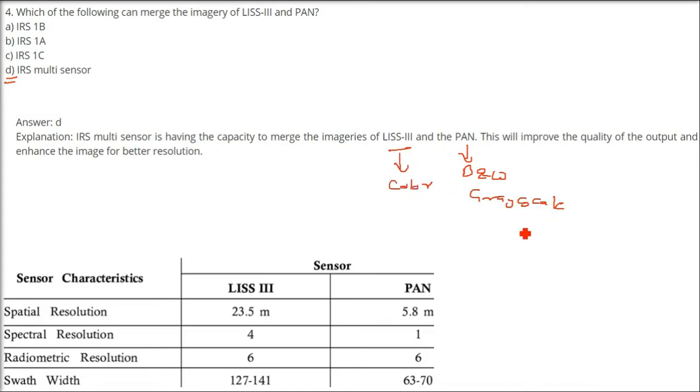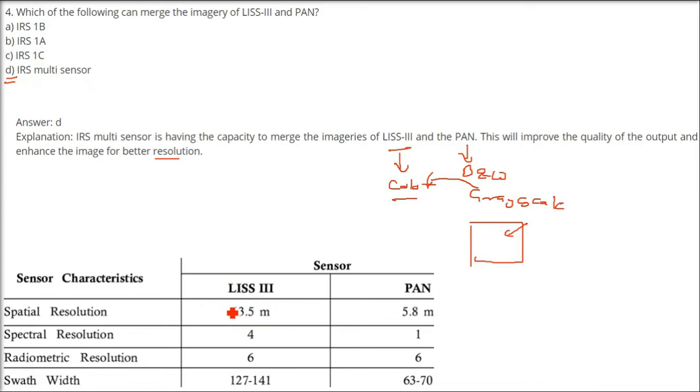And color image. So grayscale has a better resolution, but color has a good look, but not a very good resolution. So why not combine the good resolution with the appearance of color? So we merge them, and we get a good quality image in better resolution. The quality of the output will also be good. So IRS multi-sensor is the answer.